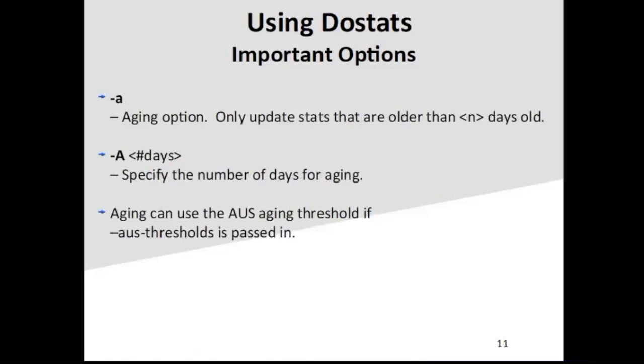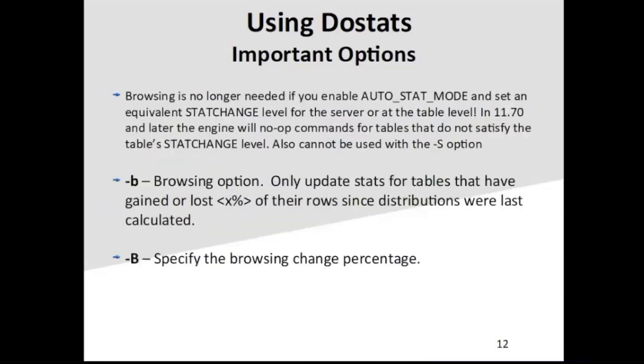The dash A aging option, dash A or dash capital A, specifies the number of days for aging, which defaults to 30 days. Okay, so that only updates statistics on tables that are older than that number of days old. Okay, aging can also use the AUS aging threshold if you have that set in AUS. Okay. If you again pass dash dash AUS thresholds. Okay, so you don't necessarily need the capital A.